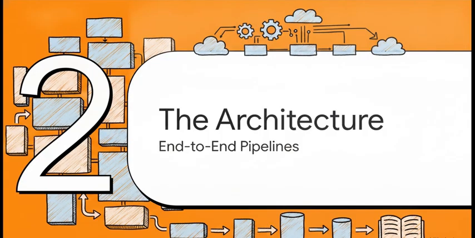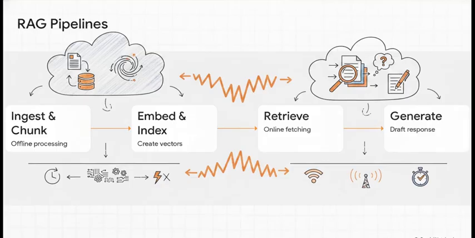Moving right along to section 2, the end-to-end architecture. A full RAG system actually consists of 2 very distinct pipelines, and this is crucial to understand. Steps 1 and 2, ingesting and indexing your data, those happen completely offline. Meanwhile, steps 3 and 4, retrieving and generation, those happen online, basically at the exact split second a user asks a question. Interestingly enough, in technical interviews, candidates often mistakenly only talk about the online pipeline, but a true production-ready answer absolutely must cover both.